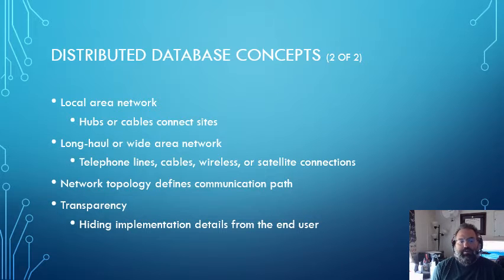A local area network is a means of connecting computers together. It's typically associated with switches and hubs, and there are cables that are involved, typically speaking, that are connecting sites together. Long haul or wide area networks include things like satellite connections, wireless networks, potentially fiber optics, and various other types of connectivity. Network topology defines the communication path, so how things are hooked together, and transparency is related to hiding the implementation details from the end user.